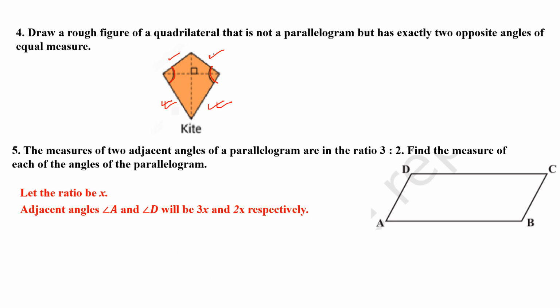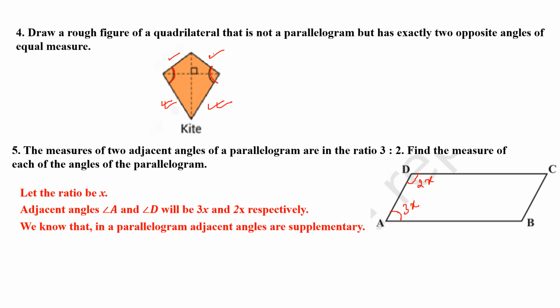So I have taken angle A and angle D as my adjacent angle. You can take any other pair also. And what we know that in a parallelogram, the adjacent angles are supplementary, right? So from here I can write 3x plus 2x will be equal to 180 degree. And what is 3x plus 2x? 3x plus 2x will give me 5x equal to 180 degree. So the value of x will be 180 degree divided by 5, which will be equal to 36 degree.